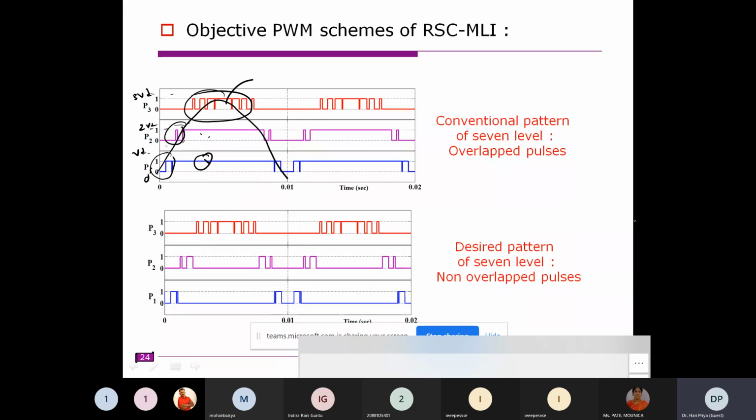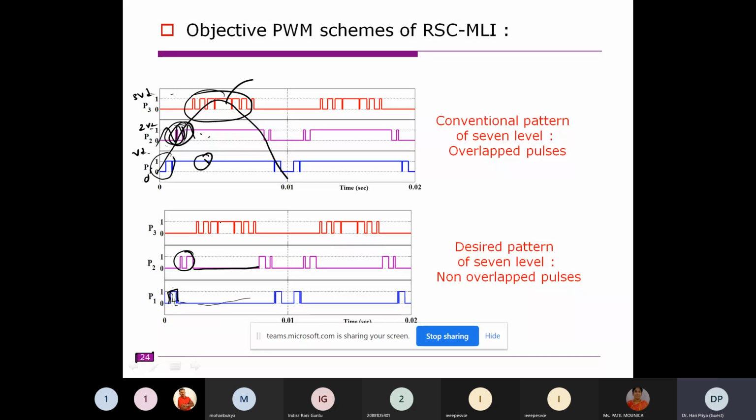So we cannot apply this to other topologies. So what they try to do is that the pulse should remain active only when it is interacting with the sine. When we compare, only with respect to that interaction, the pulse should remain high. Only when the sine is interacting with the carrier should it remain high. The remaining times it should remain low. So these are the non-overlap desired pulses which can obtain the required pattern.